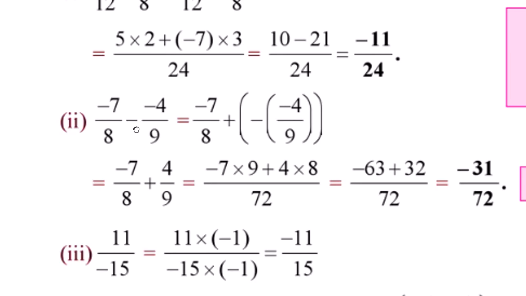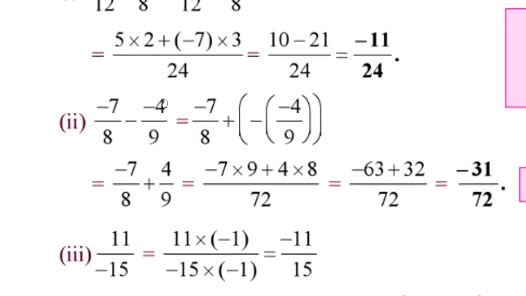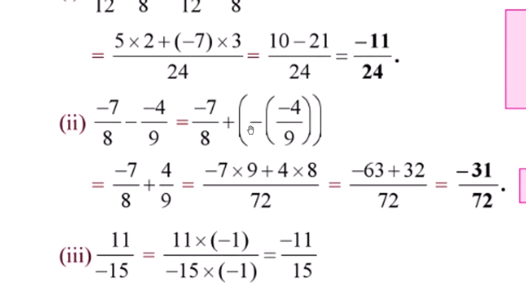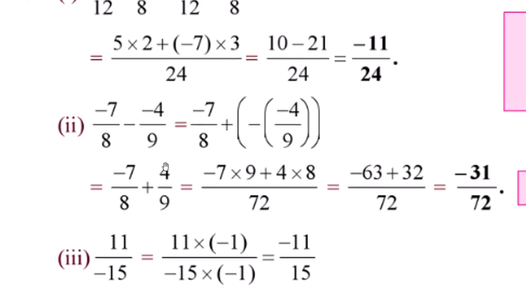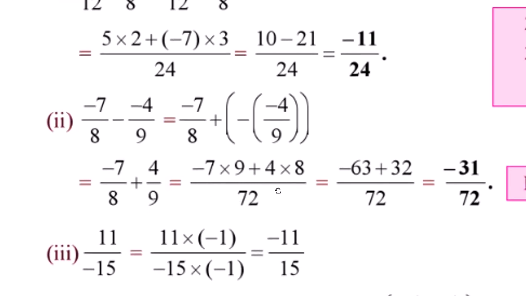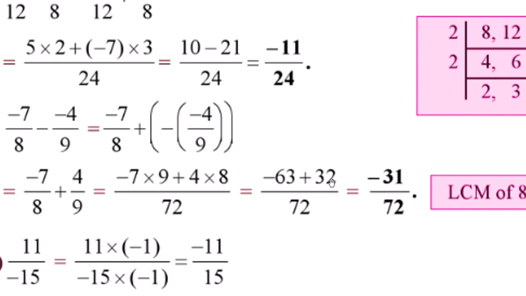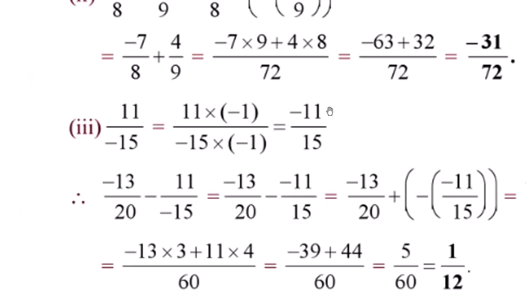Next one: minus 7 by 8 minus 4 by 9. So here, the minus we write as plus; subtraction is written as addition. For this, the sign is changed: for the whole number before the bracket we keep the minus. So minus 7 by 8, minus of minus means minus into minus, plus 4 by 9. 8, 9, LCM is 72. 8 goes 9 times 72, so 9 times minus 7; 9 goes 8 times 72, so 8 times 4. So minus 63 plus 32, minus 31 by 72. So, next.